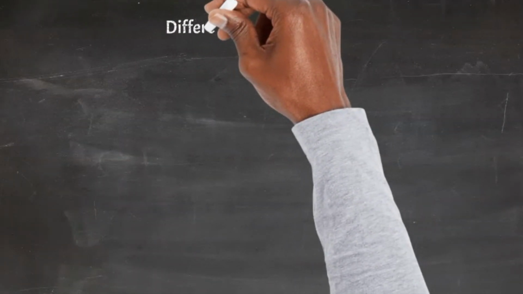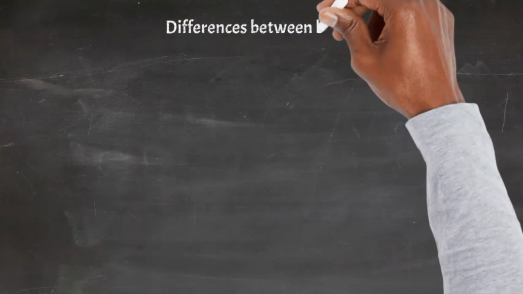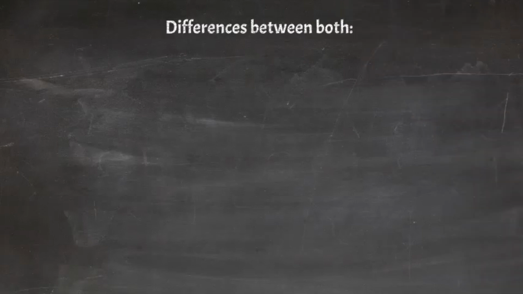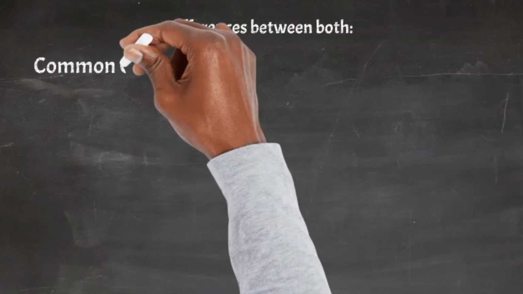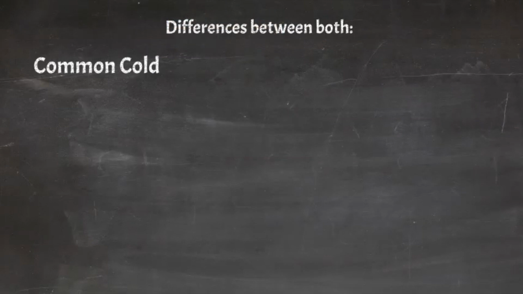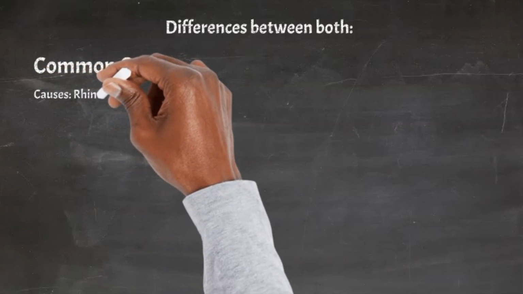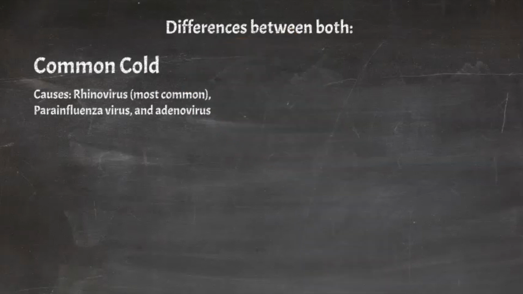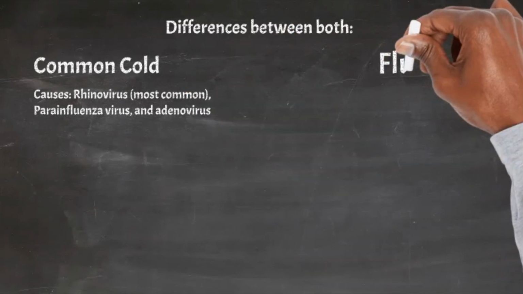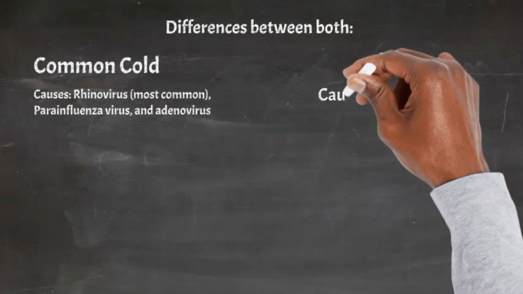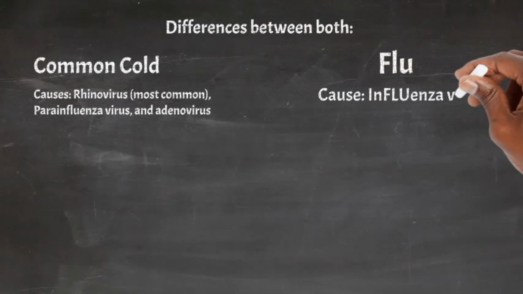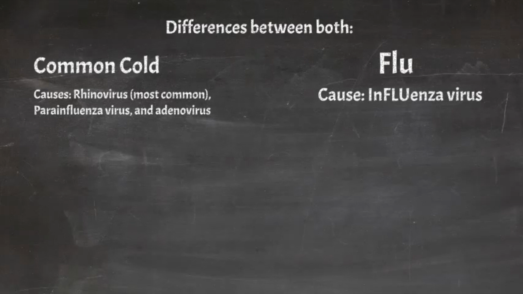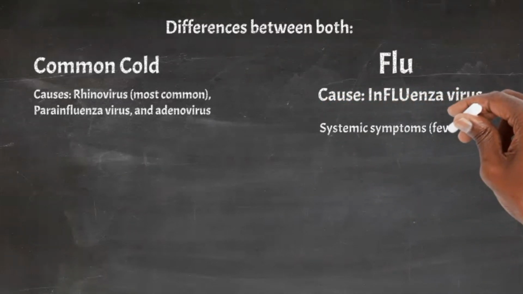Now diving into some of the differences between the common cold and the flu. The common cold is the leading cause of outpatient visits in the United States, and it can be caused by a bunch of other viruses during the fall and winter season, with the most common culprit being the rhinovirus. Other viruses that could cause the common cold include parainfluenza virus and adenovirus. And then for the flu, the most common culprit is the influenza virus, hence why it's referred to as the flu, because it's typically caused by the influenza virus.